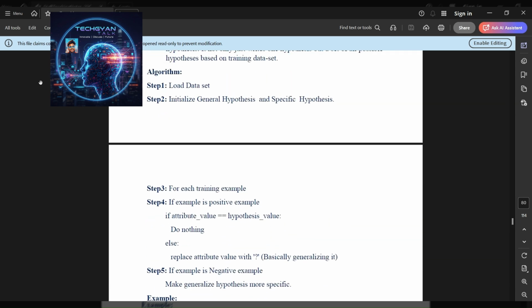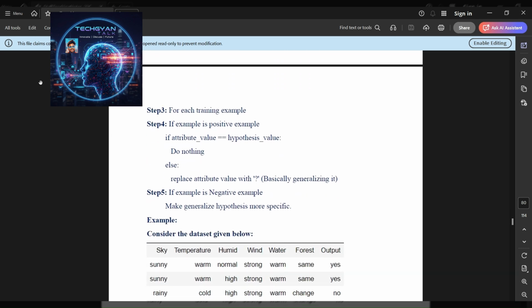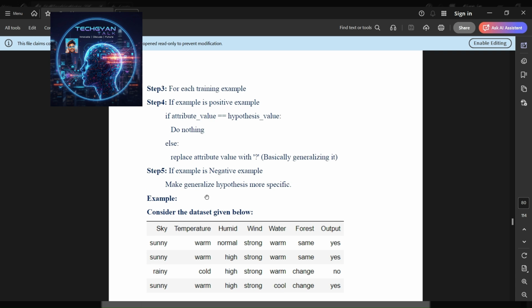Algorithm steps. Step 1: load the data set. Step 2: initialize the general hypothesis and the specific hypothesis. Step 3: for each training example. Step 4: if the example is positive, if the attribute value equals the hypothesis value, do nothing; else replace the attribute value, basically generalizing it. Step 5: if the example is negative, make the generalized hypothesis more specific.